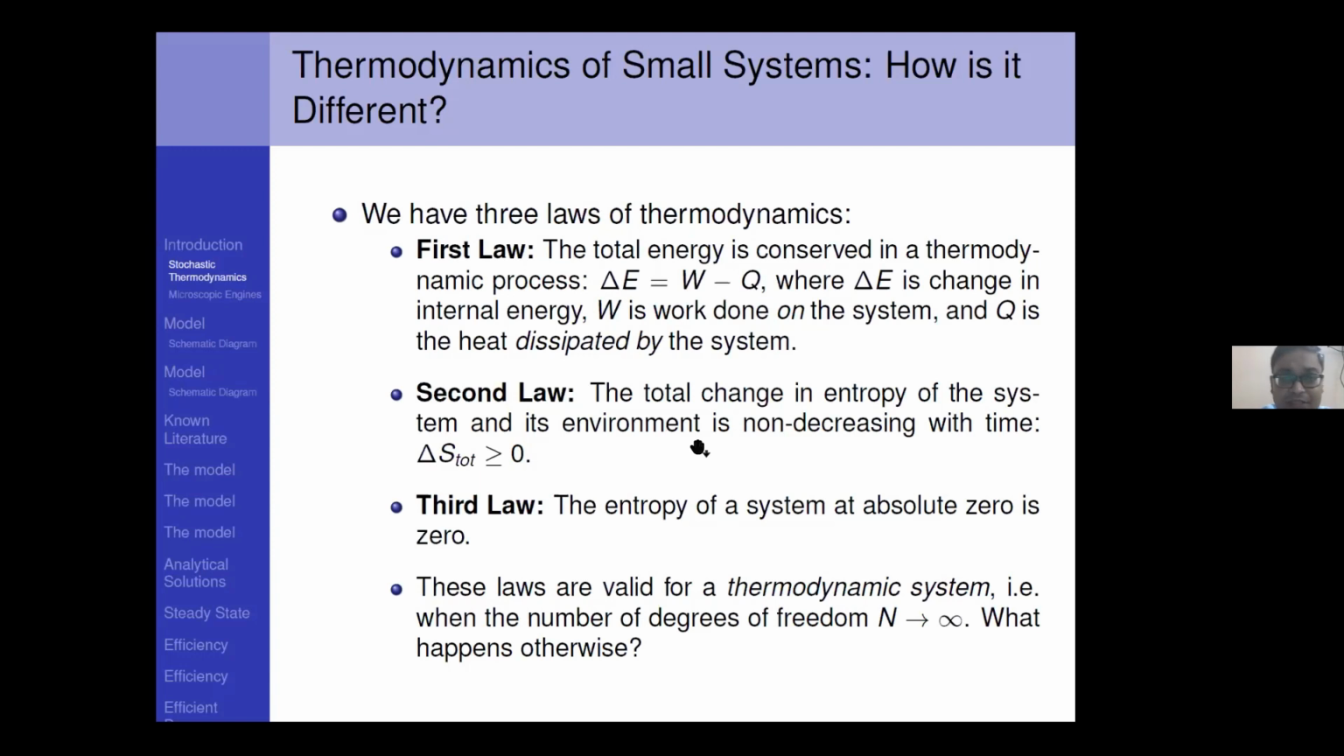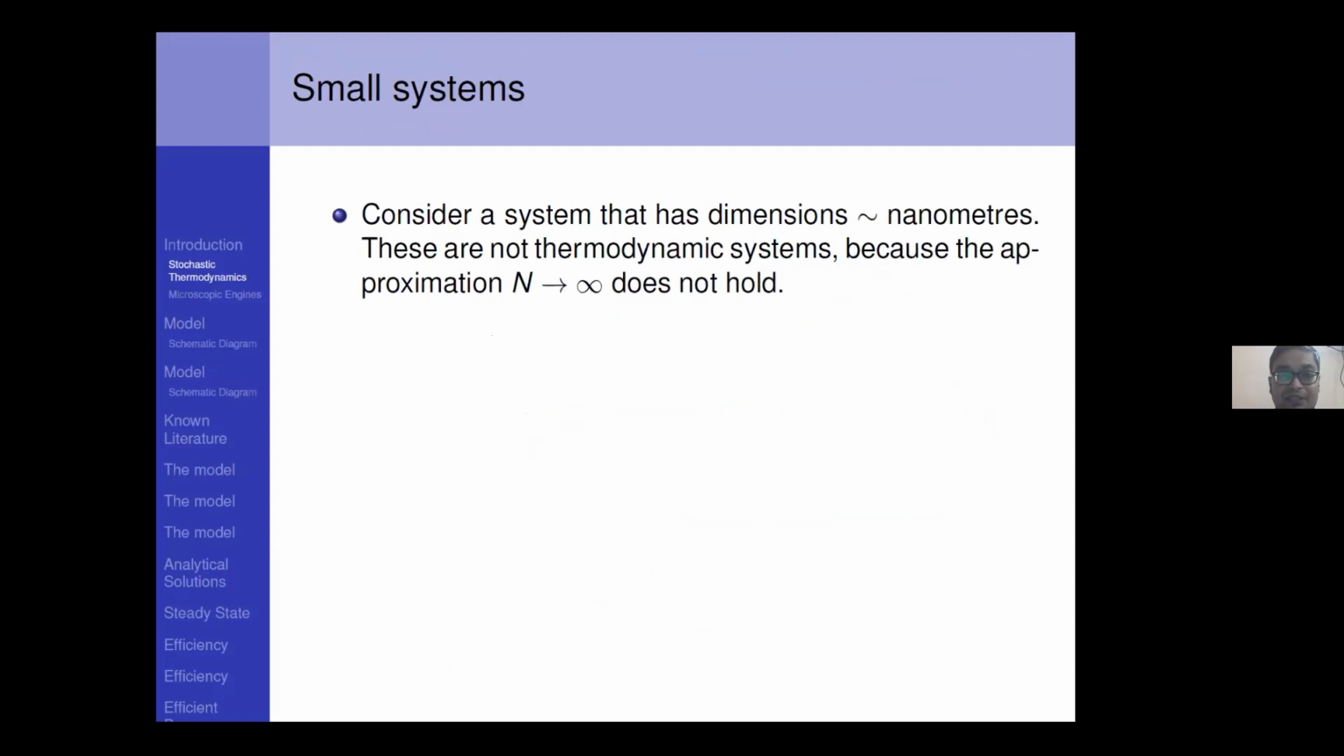But we know that these three laws are valid for thermodynamic systems, where the approximation is that the number of degrees of freedom is large enough, and we can consider the degrees of freedom to be infinite. But suppose this approximation breaks down, what happens in that case? This typically happens when systems are of dimensions of nanometers, and in that case, this approximation doesn't hold.